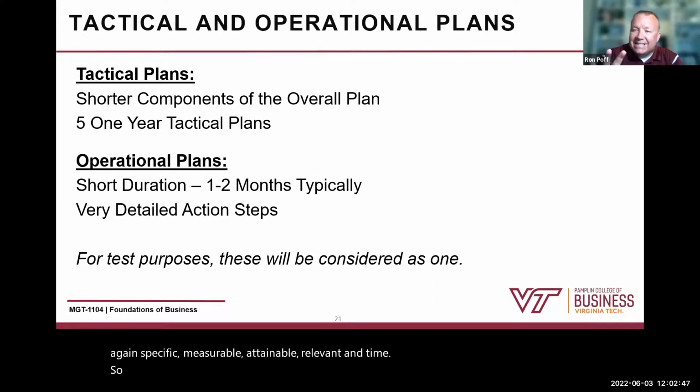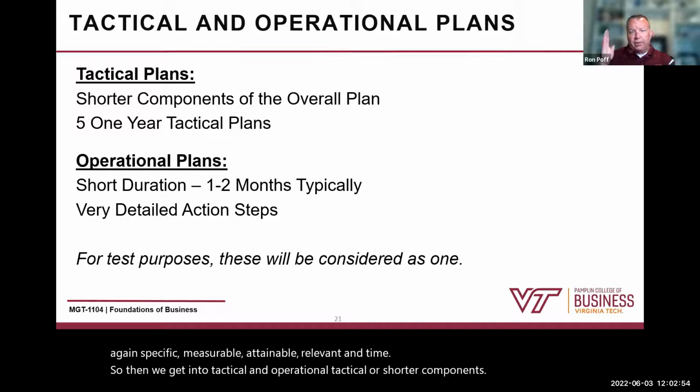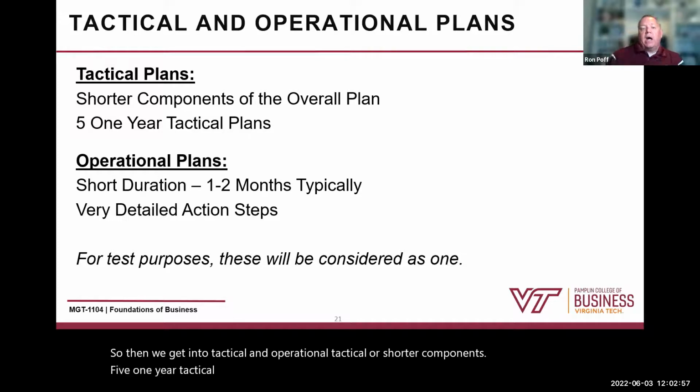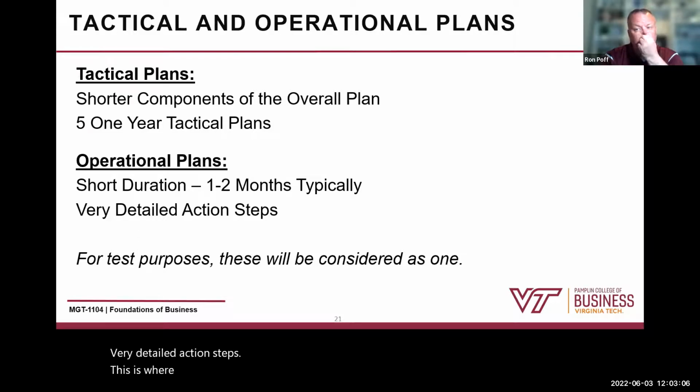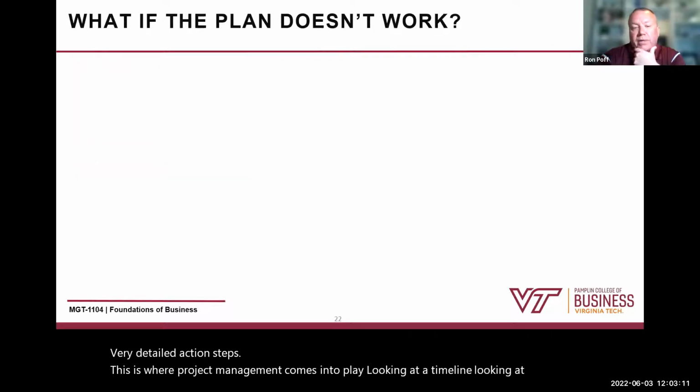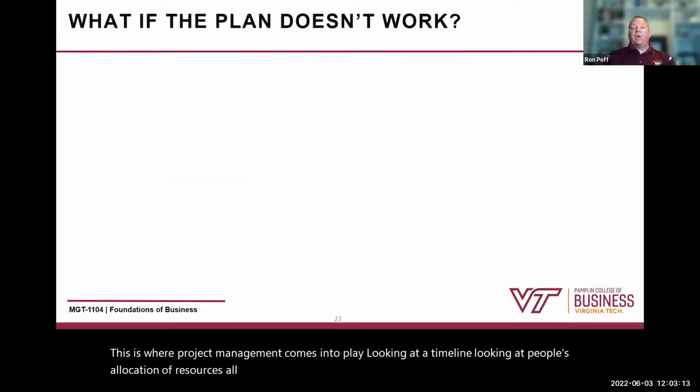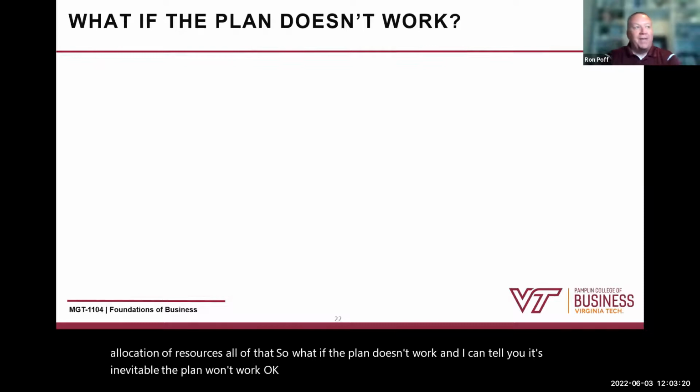So then we get into tactical and operational. Tactical plans are shorter components, five 1-year tactical plans, okay? Operational plans are shorter durations, 1 to 2 months, with very detailed action steps. This is where project management comes into play, looking at a timeline, looking at people, allocation of resources, all of that. So what if the plan doesn't work? And I can tell you it's inevitable. The plan won't work, okay? It's just going to be that way.